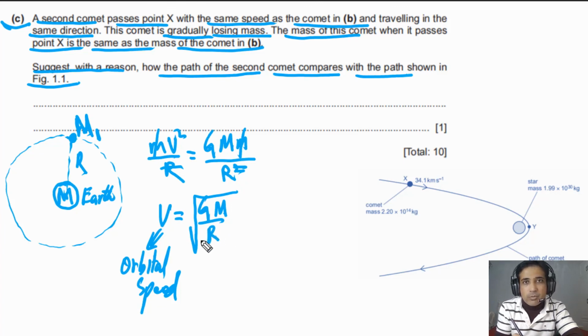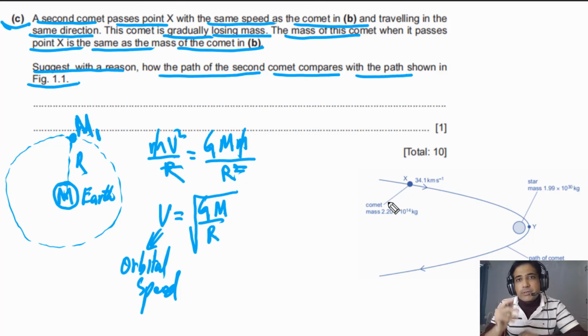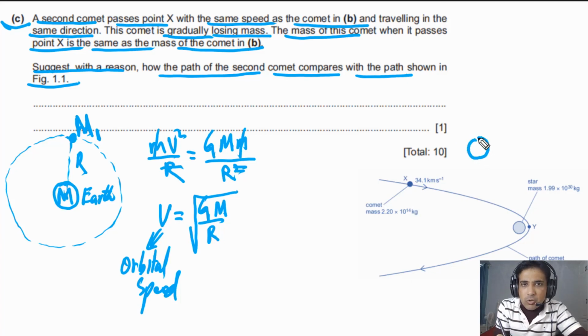Let's try to answer this question using the concept of energy. Before we use the concept of energy, we need to understand that this comet is made of many small pieces. We need to imagine that it is made of many small pieces. So this is the comet. You can imagine that this is made of many small masses, and on the way from X to Y, this comet is losing mass.